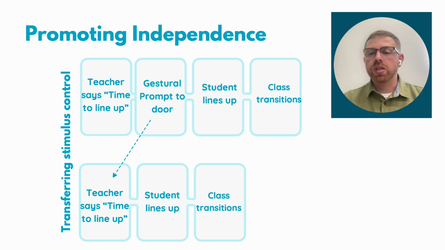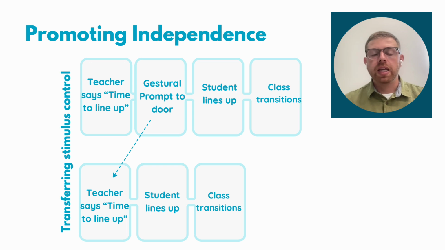So now we want to focus on that second part of prompting. So first we have a selection of a prompt. We have our response prompts and our stimulus prompts. And then we have to focus on promoting independence. And that's through a process of prompt fading, which is what we're focusing on there, with prompt fading, is transferring stimulus control.